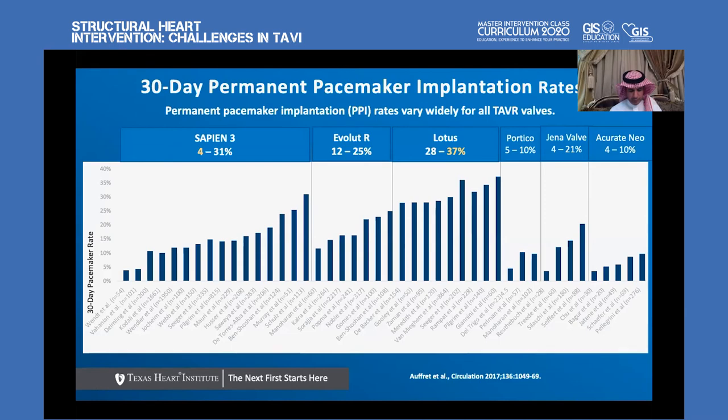Okay, so again, I would like to mention that there's a tremendous difference as far as the incidence of the need for a pacemaker at 30 days is concerned, depending on the type of the valve and depending on the publication between different authors. And it ranges from 4% to 37%. It's the lowest with balloon expandable valves and the highest with self-expandable valves, as we can see here for Lotus.